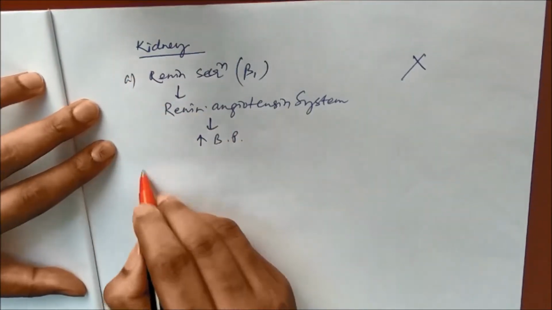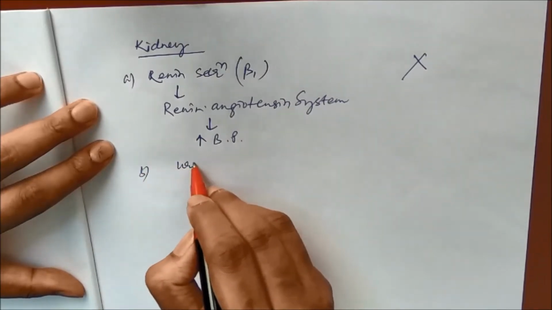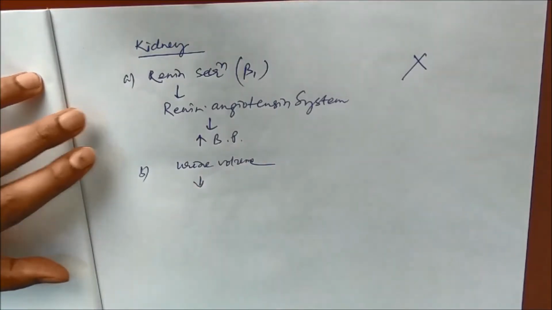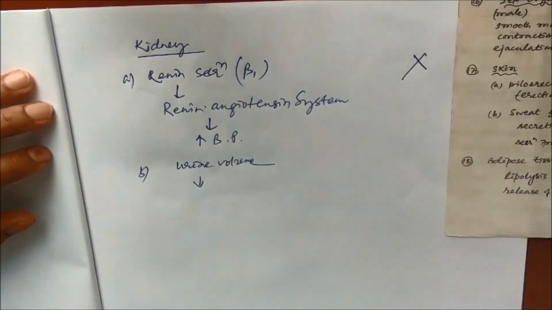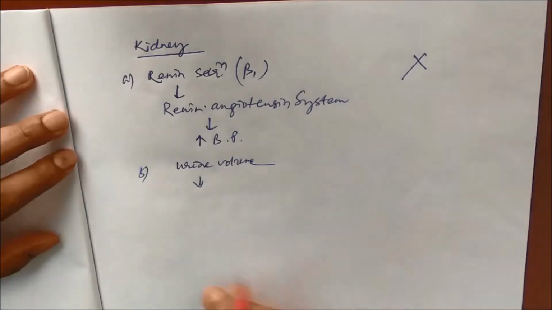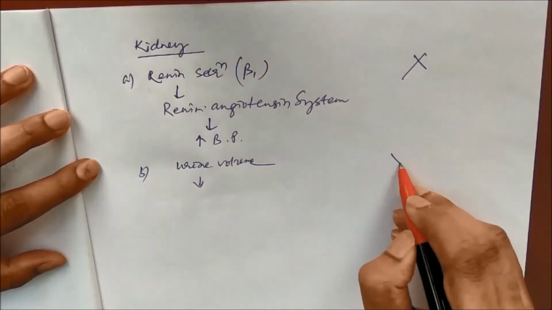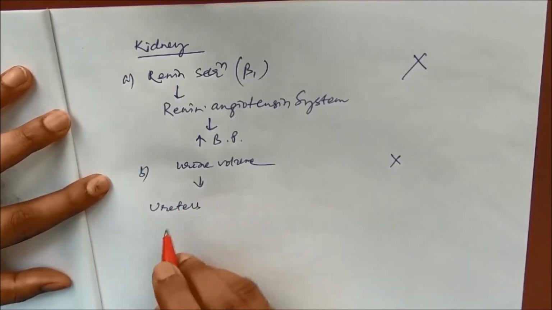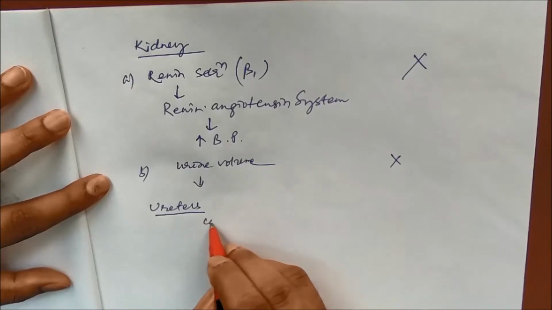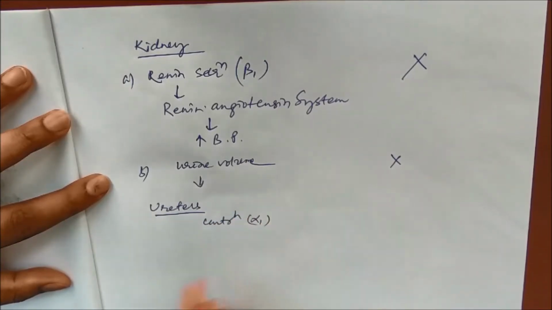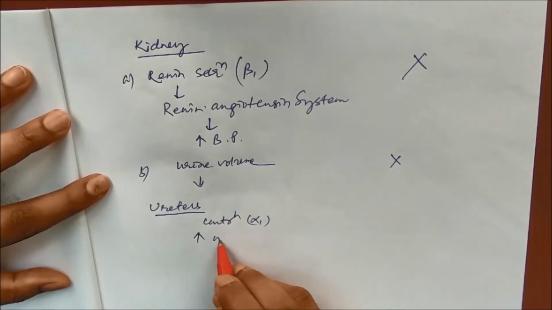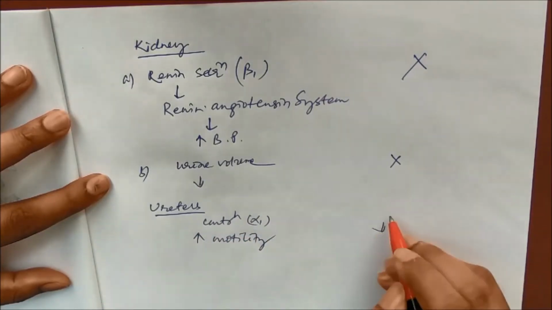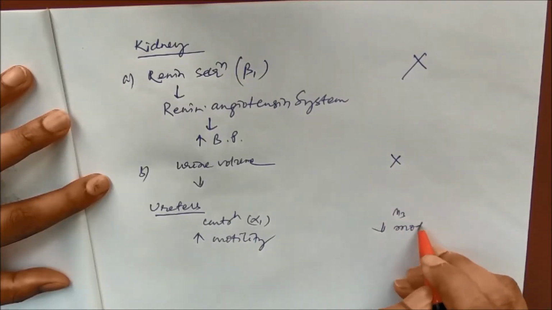And the second autonomic action on kidney is urine volume, and this urine volume will be decreased by the sympathetic action. There is no parasympathetic action. And ureters, we know smooth muscles, so smooth muscle contraction because of alpha 1 receptor in ureters, and there is increase in motility of ureters, and here there is M3 receptor and decrease in motility of ureters.